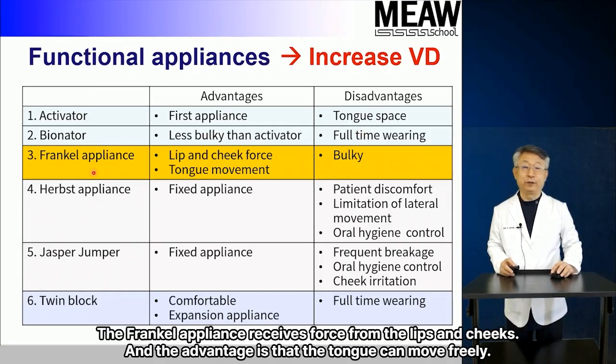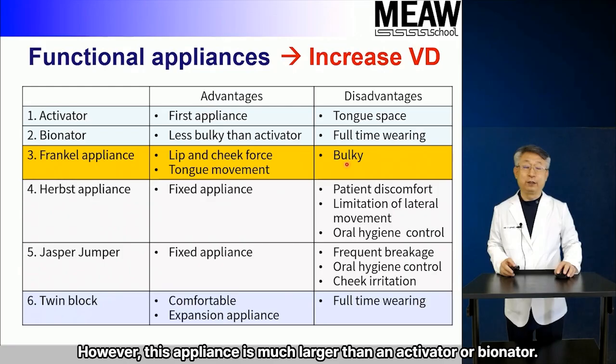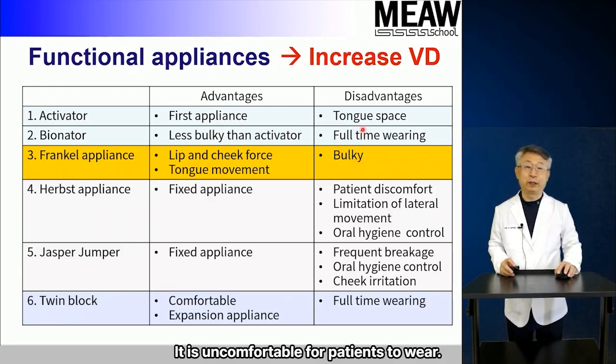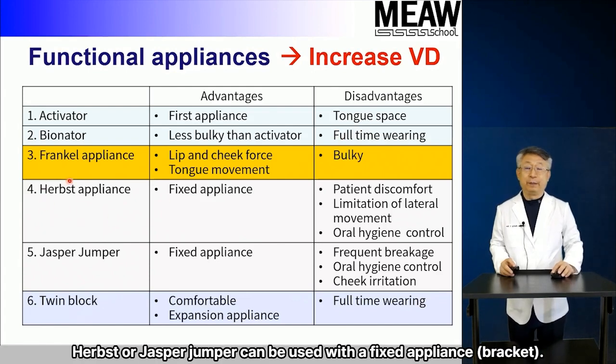The Frankel appliance receives force from the lips and cheeks, and the advantage is that the tongue can move freely. However, this appliance is much larger than an activator or bionator. It is uncomfortable for patients to wear. Herbst or Jasper jumper can be used with a fixed appliance bracket.